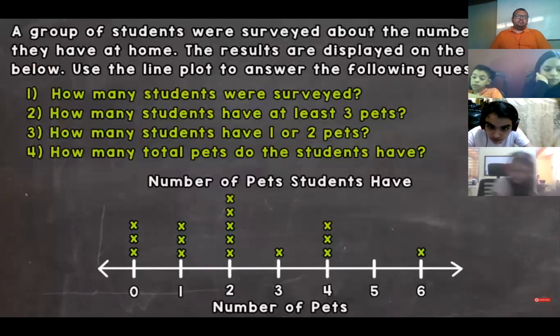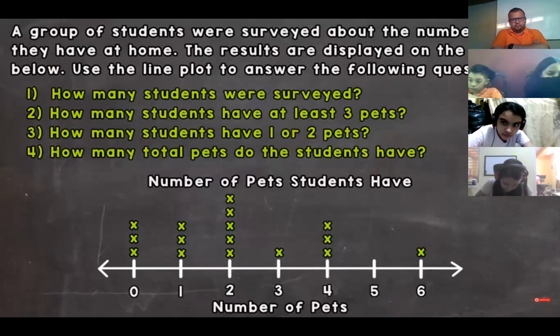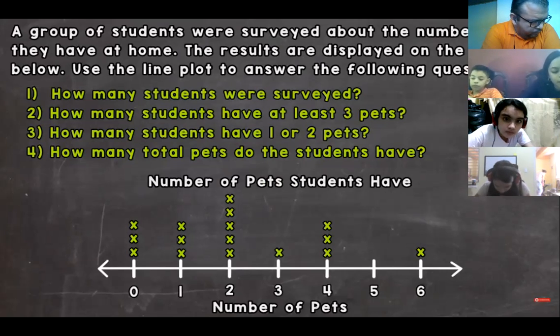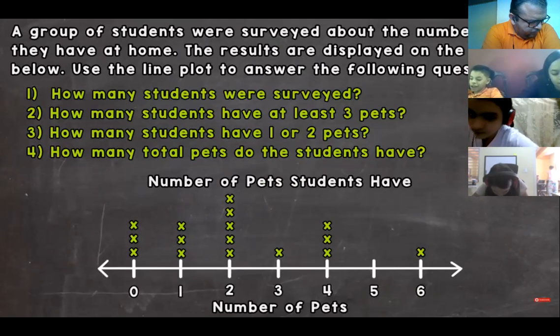In this video, we're going to take a look at a line plot and interpret or read the results of that line plot. So let's take a look at the situation up top. A group of students were surveyed about the number of pets they have at home. The results are displayed on the line plot below. Use the line plot to answer the following questions.